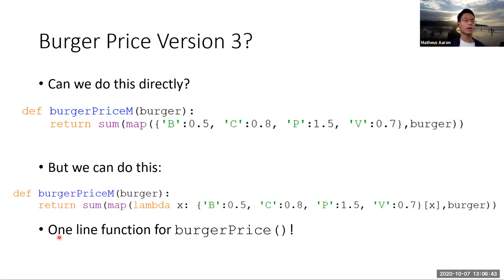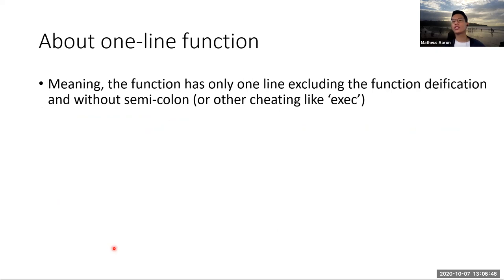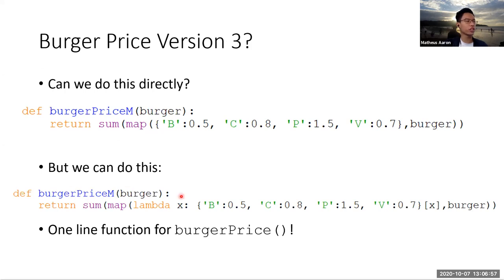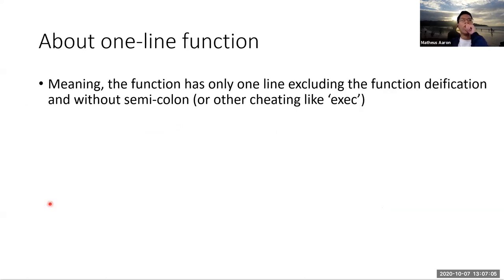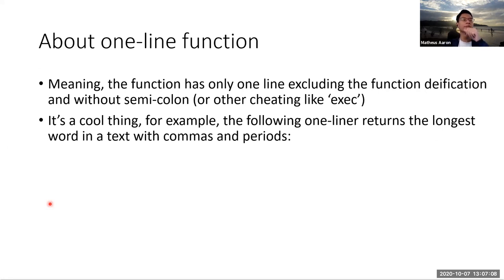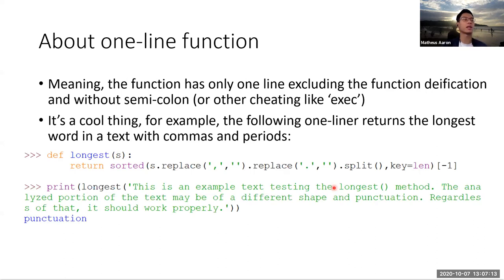So now I'm going to talk about one-line functions. Okay, one-line function is not really a thing, but it's something we use to describe a very special type of function where the function is like def function name, inputs, and then it just gives us an immediate return statement. It's a cool thing. For example, the following one-liner returns the longest word in a text with commas and periods. This particular function is a one-liner and it is able to give us which of the words inside this text is the longest.